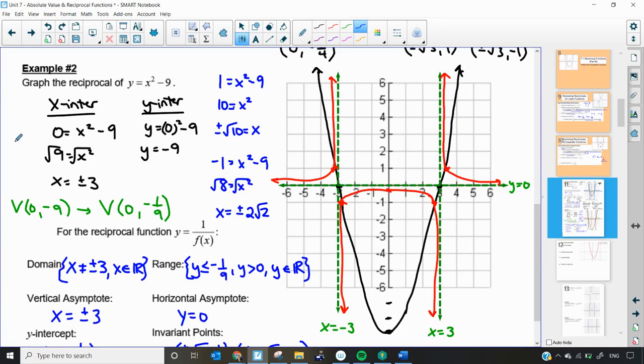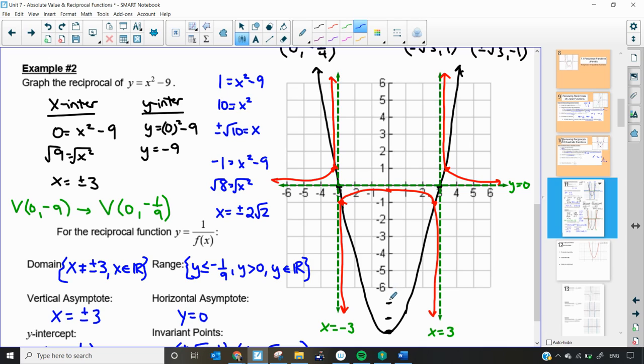Okay, taking a look at example number 2, the first thing we find is our x-intercepts. We sub in 0 for y, and we solve for x. So we have x equals plus or minus 3. That then becomes our vertical asymptote. So we have a vertical asymptote at x equals negative 3 and x equals positive 3. And then our y-intercept, we would sub in 0 for x and solve for y. We have a y-intercept at negative 9.